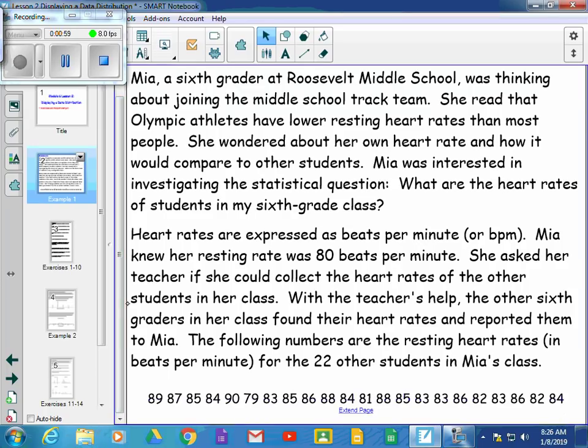Heart rates are expressed as beats per minute, or BPM. Mia knew her resting rate was 80 beats per minute. She asked her teacher if she could collect the heart rates of other students in her class. With the teacher's help, the other 6th graders in her class found their heart rates and reported them to Mia. The following numbers are the resting heart rates in beats per minute for the 22 other students in Mia's class.